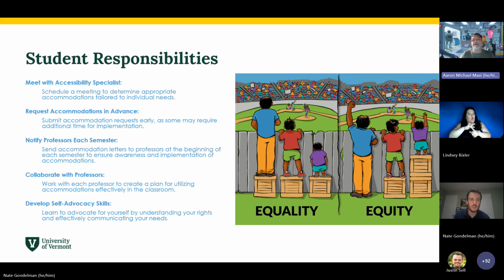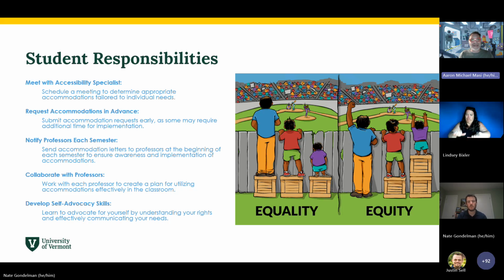Other things that are really important and really incumbent upon students is to make sure that they understand their responsibility around notifying their faculty. So with our system, students will go into our My Access student portal and send their accommodation letters for the accommodations that they're requesting in their individual classes. And so that is a really important responsibility. You may be eligible for X, Y, and Z accommodations, but if you haven't sent your letters of accommodation, then you haven't officially activated your accommodations for a given semester.